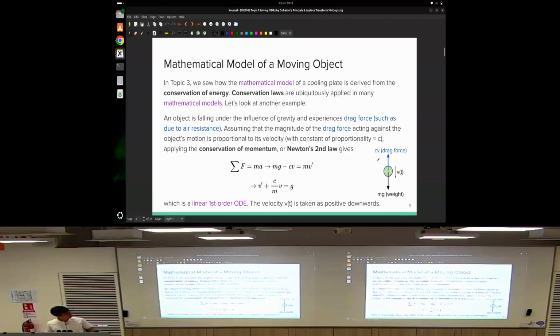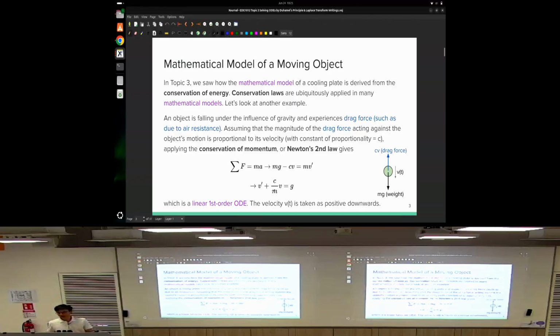Now, rearrange. You see v prime and you see v. So group the v prime and v together, and divide by m throughout. So you get c over m and g on the right-hand side. Isn't this a linear first order ODE? Linear, right? Because you have v prime standing alone, v standing alone. Is it separable? Yes, it is separable, because c and m are constants, g is also constant. So it is also a separable ODE. But it is also linear, because the coefficients are constants in this case.